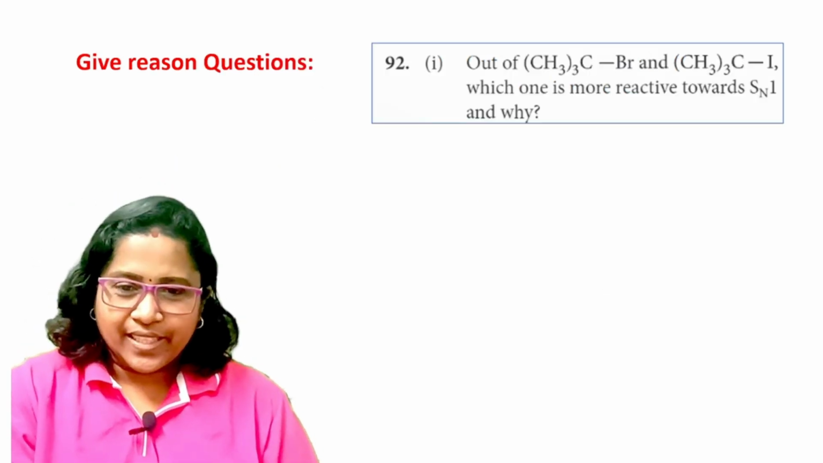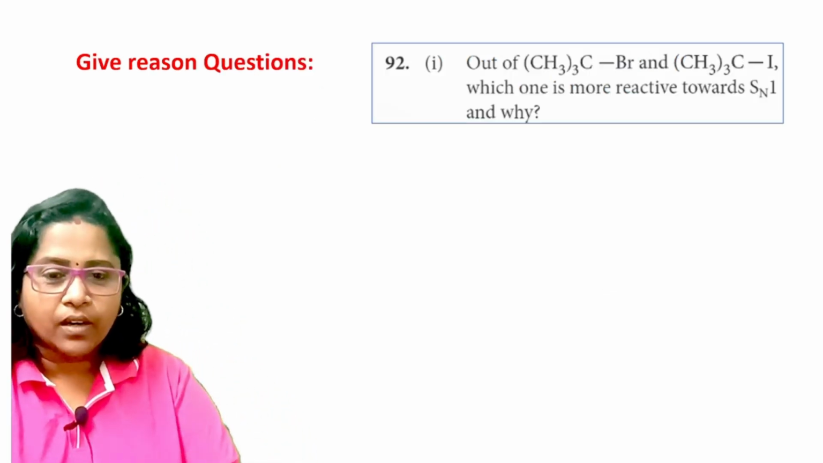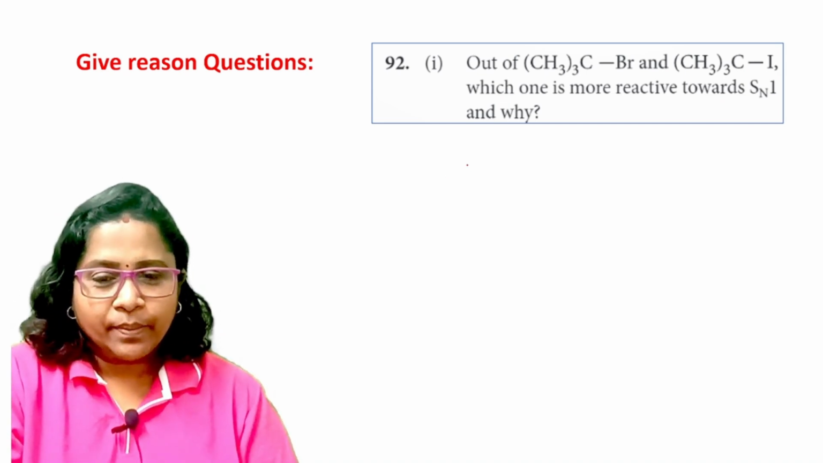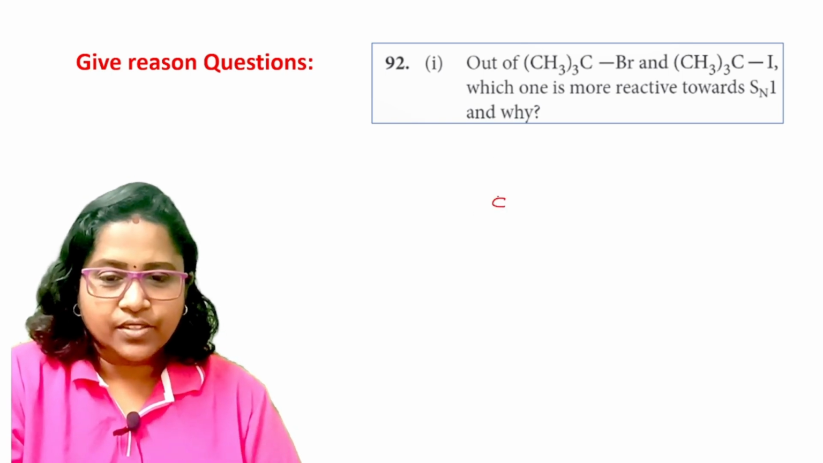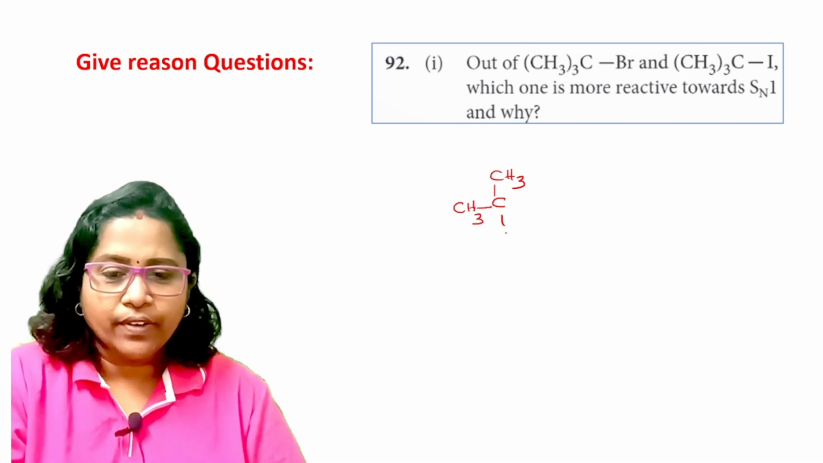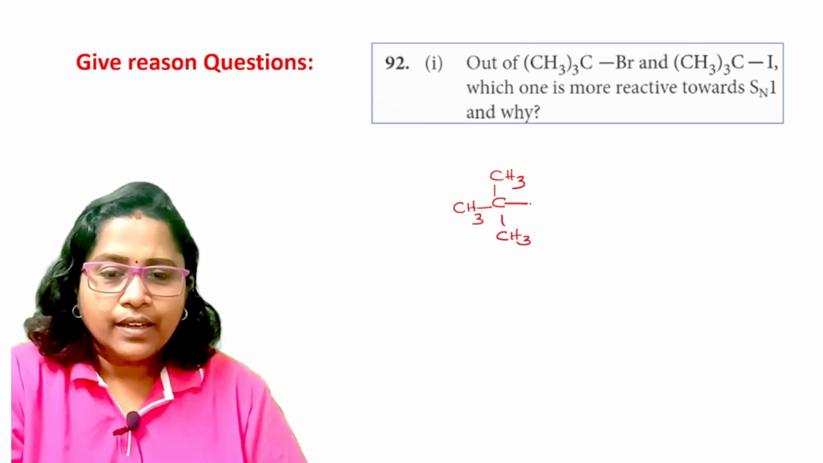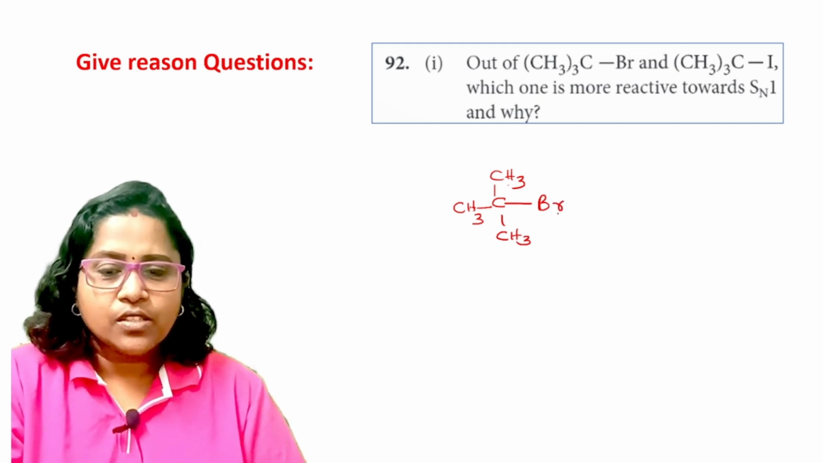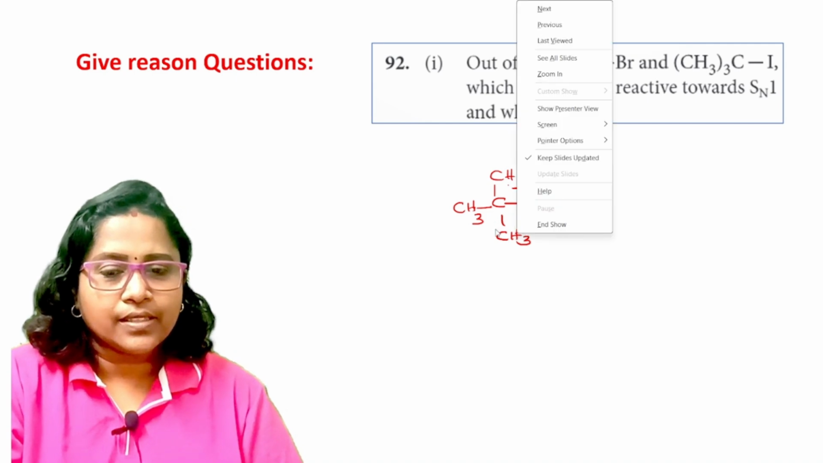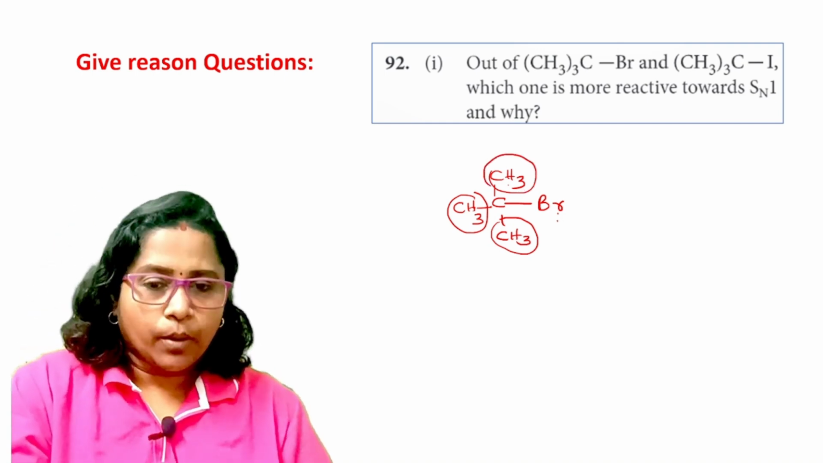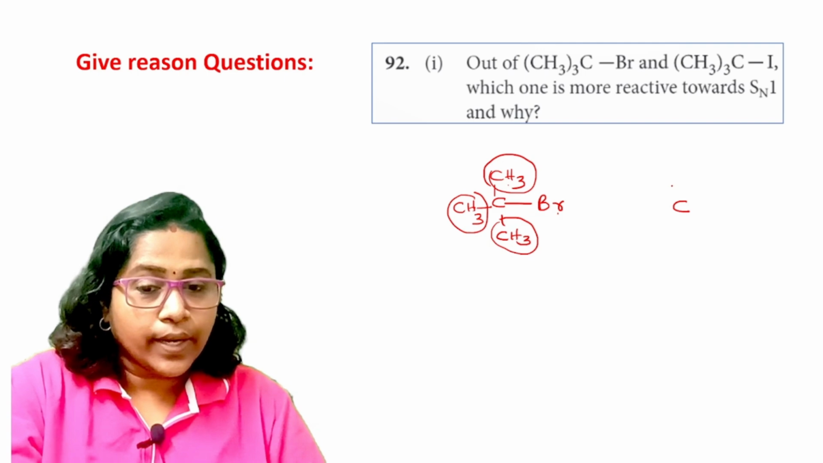Coming to the next question: out of these two compounds, which one is more reactive towards SN1? Let me explain the first structure. Is it tertiary or secondary? It is tertiary. How do you identify tertiary? The carbon atom attached to the halogen atom is attached to three other alkyl groups. This is one alkyl group, another alkyl group, and another alkyl group. So this is a tertiary structure, with bromine attached. The other is also a tertiary structure.